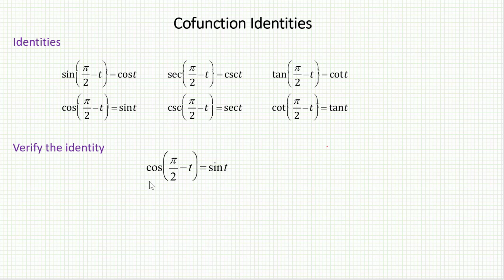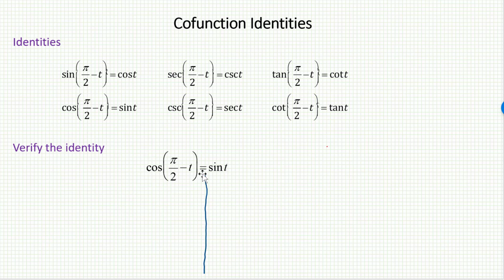So I've got cosine of pi over 2 minus t equals sine t, and I would like to verify that. I would like to prove that that really is an identity. Well, I'll use our standard technique. I'll draw my line. I've got to work with each side independently. I don't see anything I can do on the right here. Sine t is about as simple as you can get.